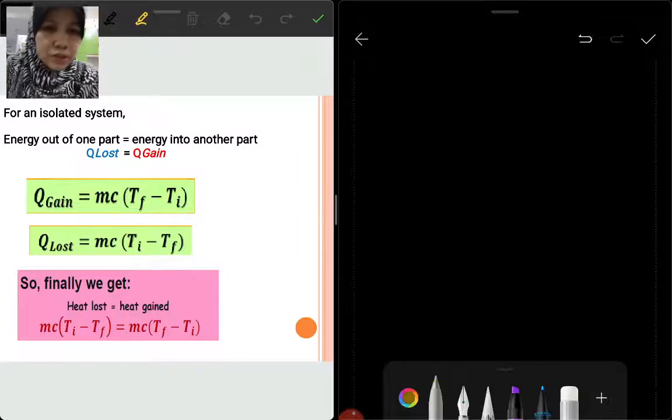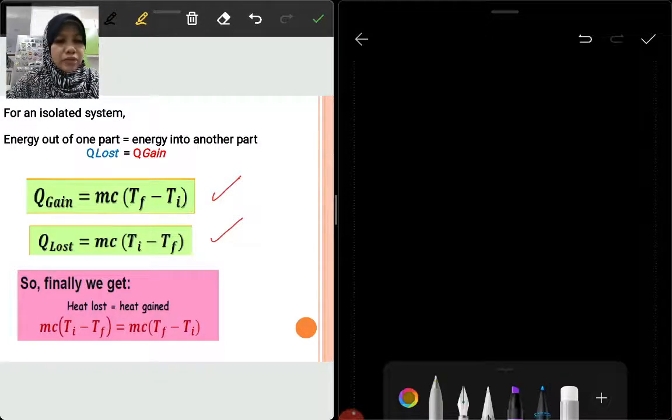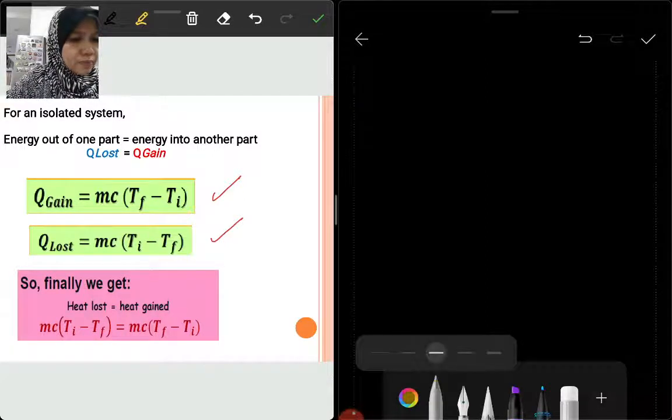Okay, so heat gain. You can use this equation, but another one, you can use this equation. This is correct actually, but to make it easy, I want you to use this one. Okay, look at this one.